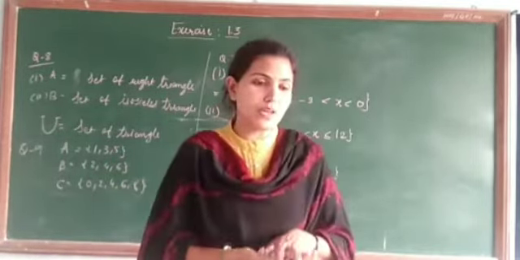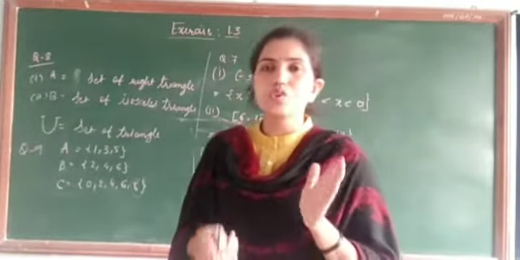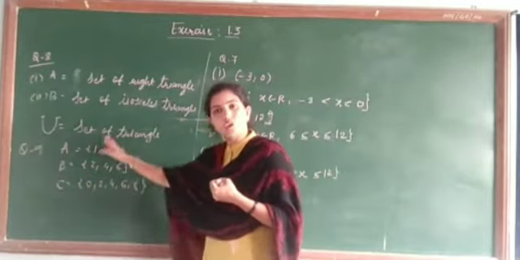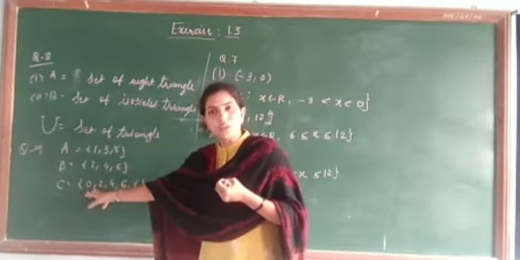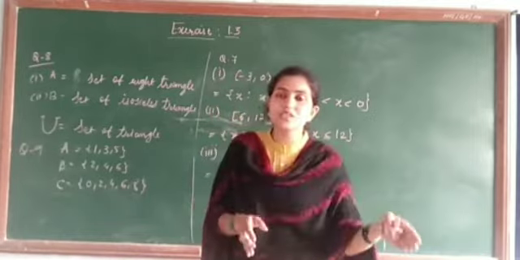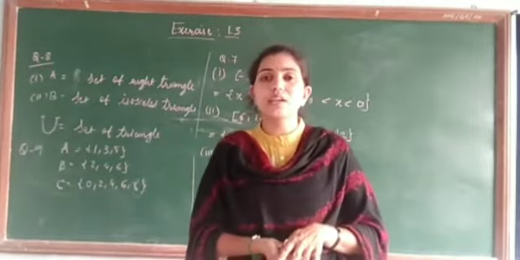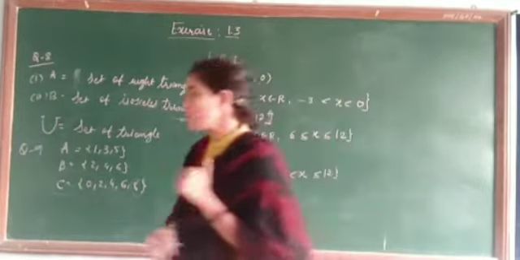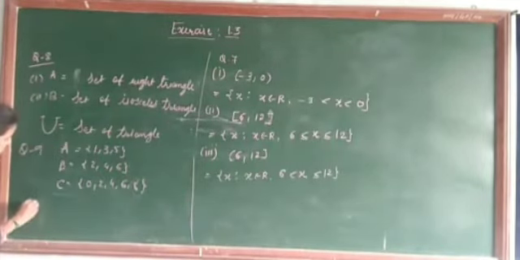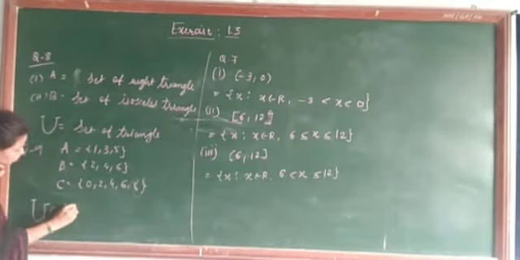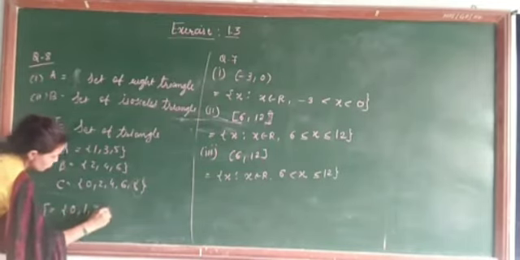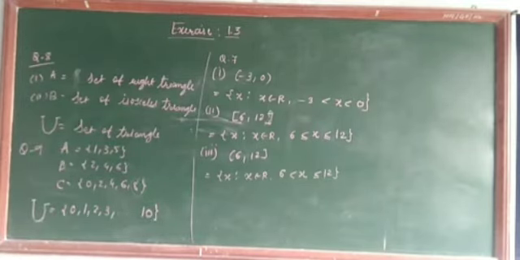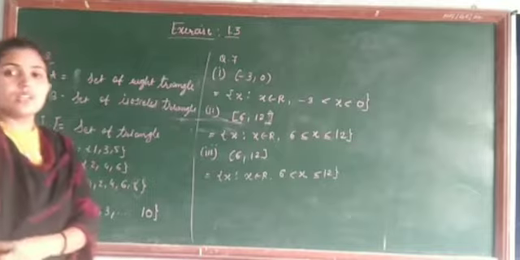And what is the fourth? 1 to 8. So 1, 2, 3, 4, 5, 6, 7, 8 contains all the elements, but 0 will not be there. So fourth is also not considered as a universal set. So your correct answer is option 3, the third one, that will be considered as a universal set. So we can consider U as 0, 1, 2, 3, 4, 5, 6, 7 up to 10. So that will be your universal set.